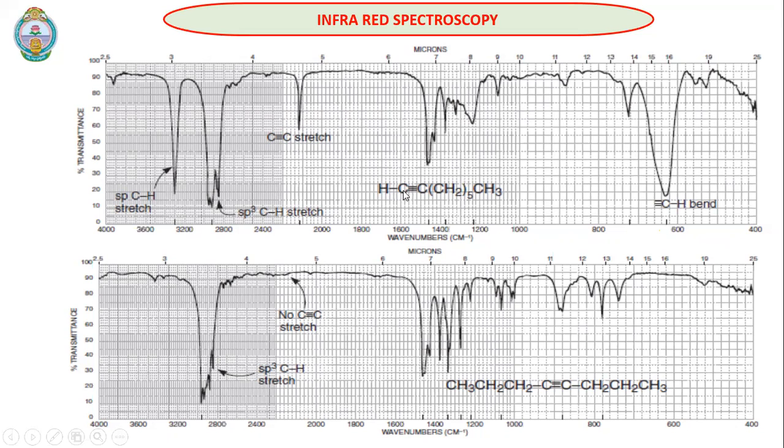Then for terminal alkynes, we have CH stretching vibrations, which appear around 3300 cm⁻¹. See, here it is an internal alkyne where we don't have this 3300 stretching vibration. At the same time, the C≡C stretching vibration is also missing in this compound. Why? Because it is a symmetrical alkyne. As I said, in the case of a symmetrical alkyne, we don't have the C≡C stretching vibration.